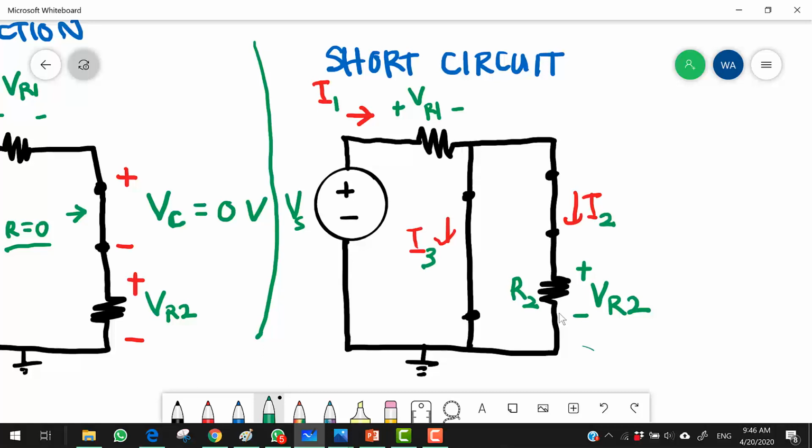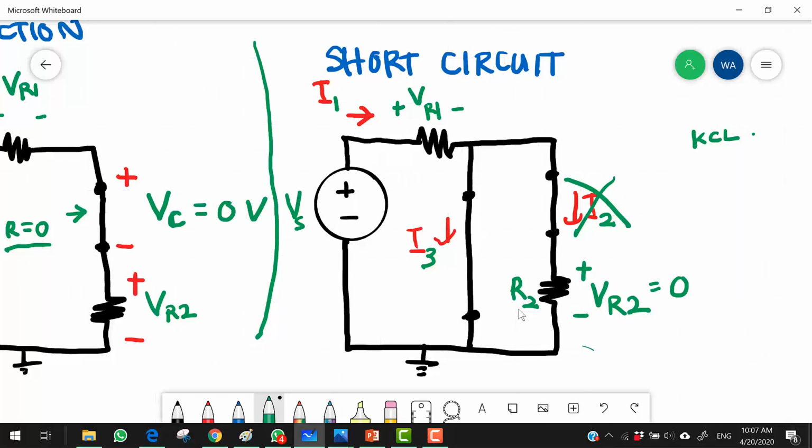Now I1 will be distributed to I2 and I3 according to Kirchhoff's current law. But in this case, I3 is a zero resistance path, so all of I1 wants to go through I3 and does not want to go through I2. So all of I1 will go to I3, and this is what we mean by the path has been shorted. So there will be no voltage VR2. The drop will be zero because current chooses not to pass through R2 but passes through R3.